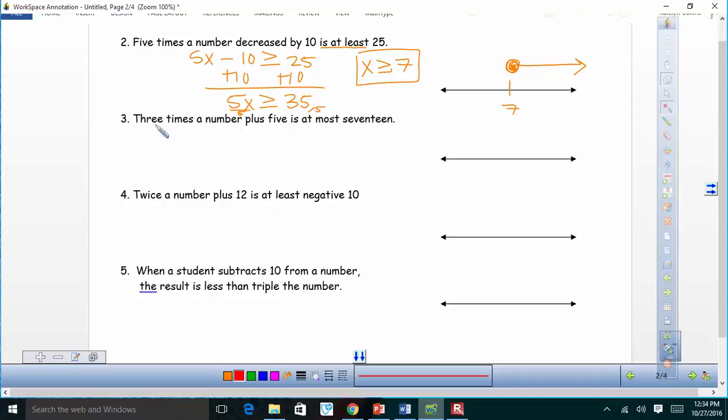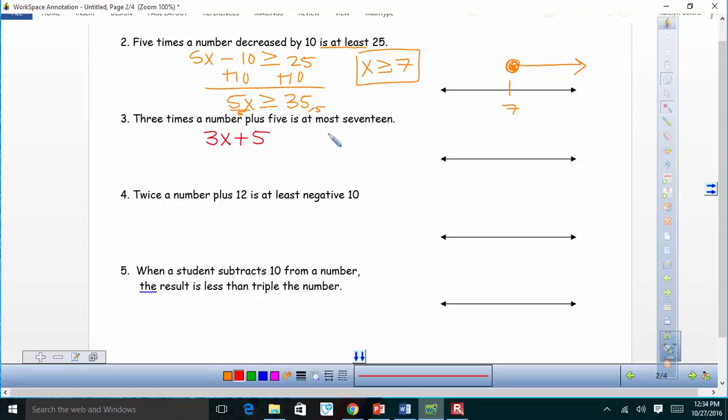Let's look at number 3. So number 3 says 3 times a number plus 5 is at most 17. So 3 times a number is 3x plus 5. Now, is at most. I normally use is at most when I'm talking about like spending money.